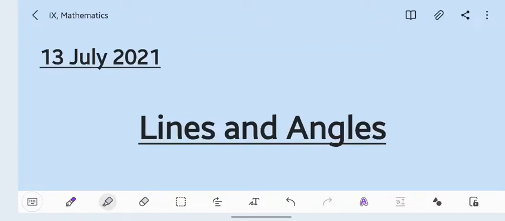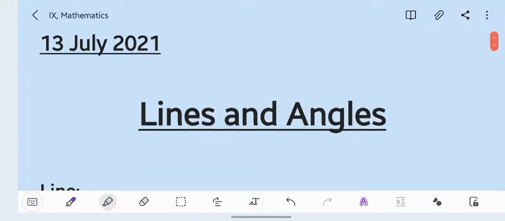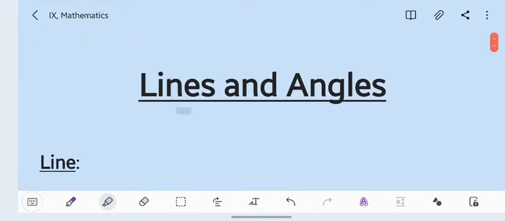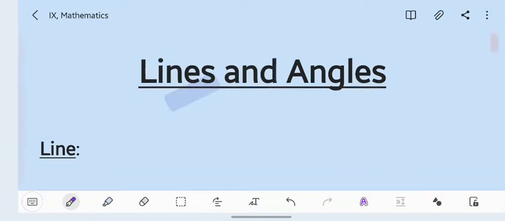Good morning, students. Today we are going to start a very new chapter of mathematics, standard 9th, lines and angles. Before we start with the chapter, let us understand some basic terminologies. First of all, we'll start with the introduction of lines and angles. We'll talk about lines first and then we go with the angles.